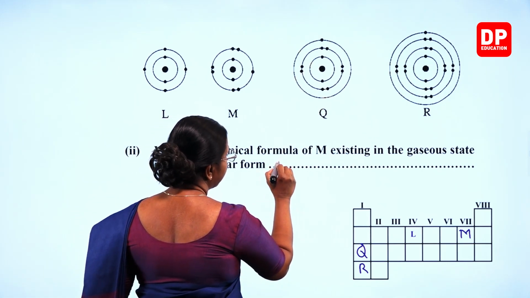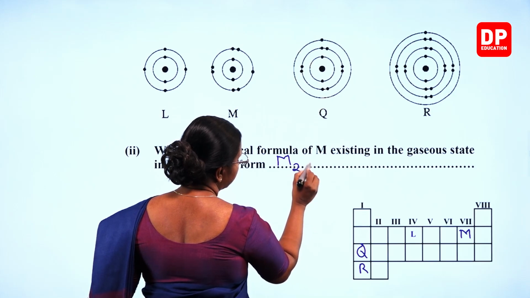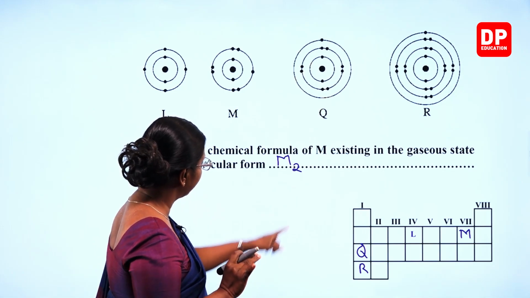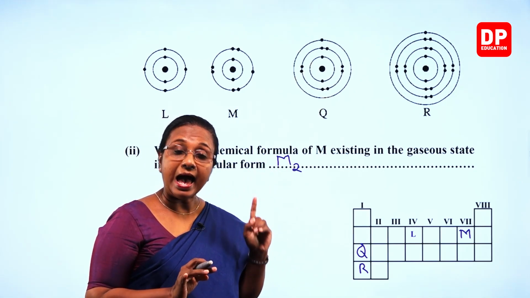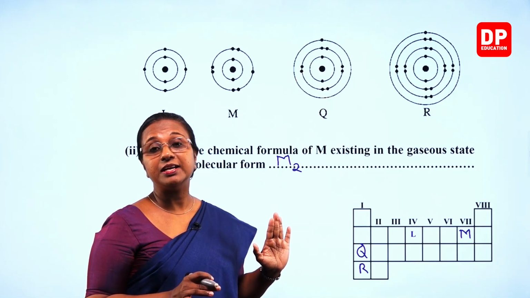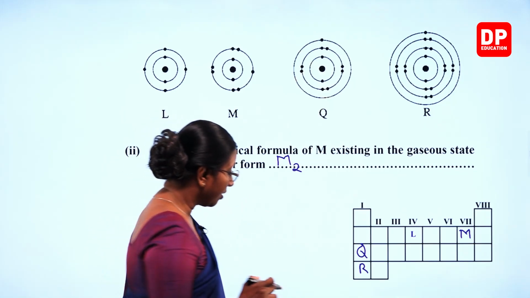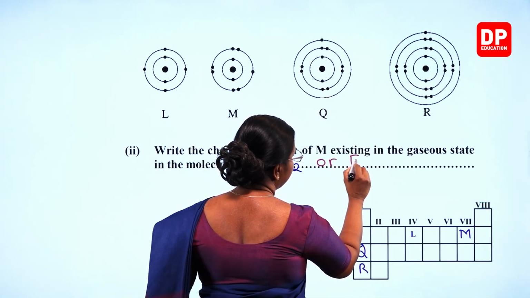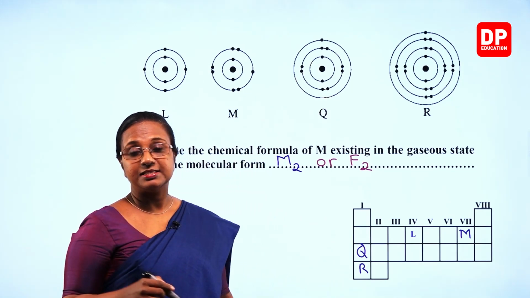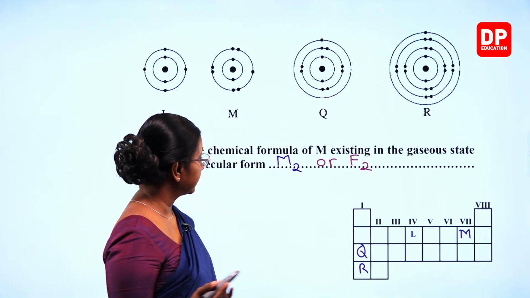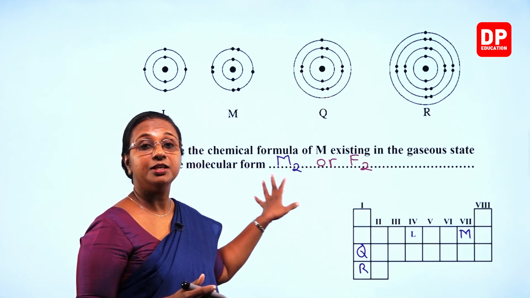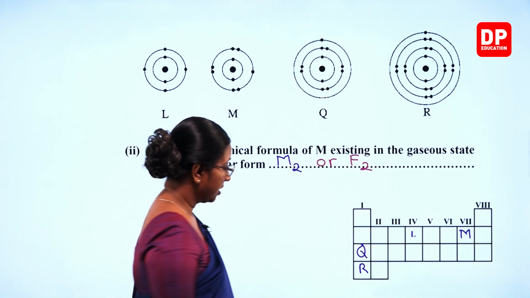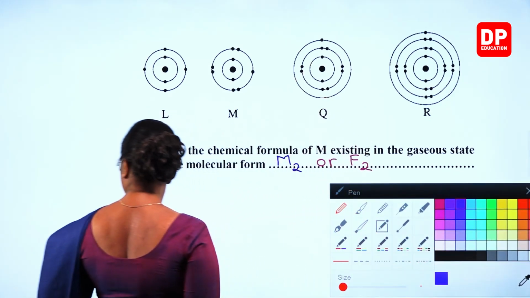Here we have to write it as M2. The 2 has to be a subscript because that is the number of atoms in the molecule. So we write it as M2. At the same time, since you have identified it as fluorine, you can also write it as F2. Fluorine exists as F2 molecule, a diatomic gas. So for both you get marks: either you write it as M2 or you write it as F2. Is that clear, students? Then we'll move on to the next part.